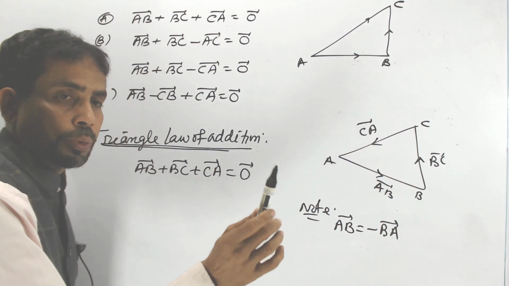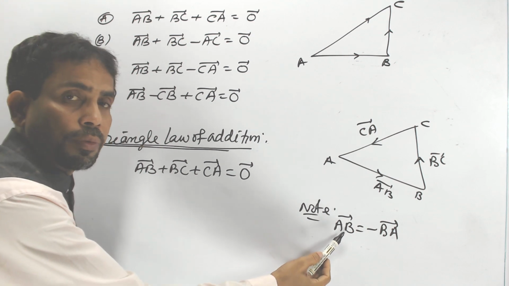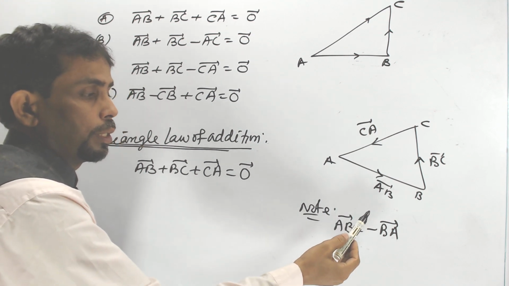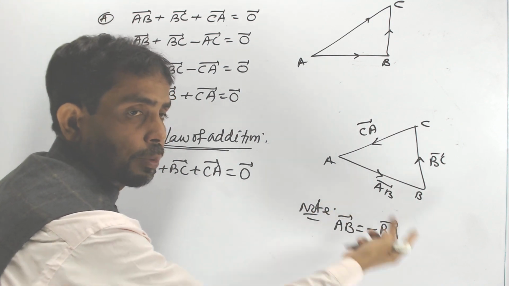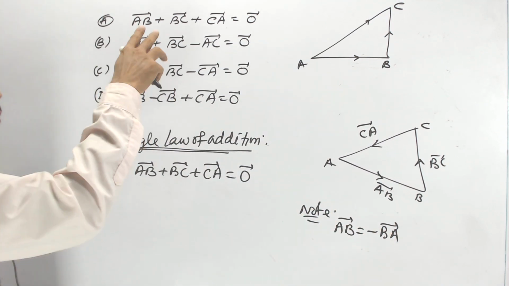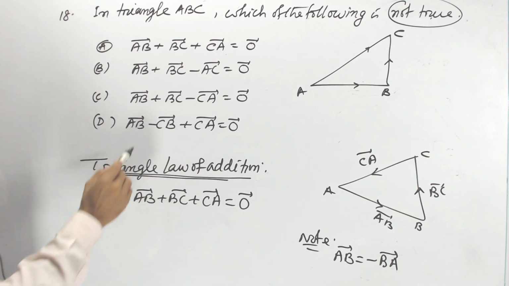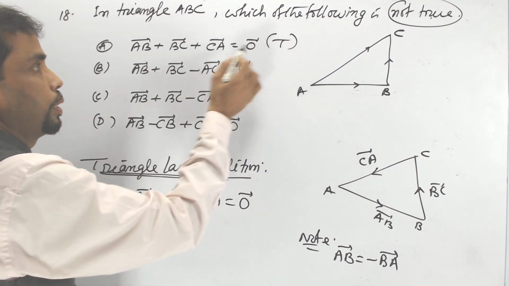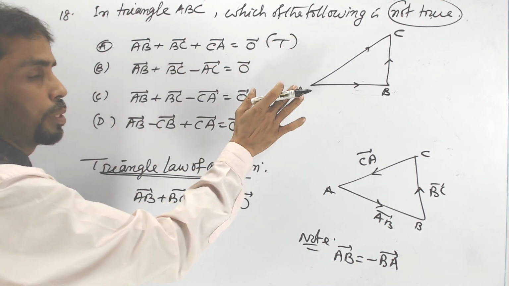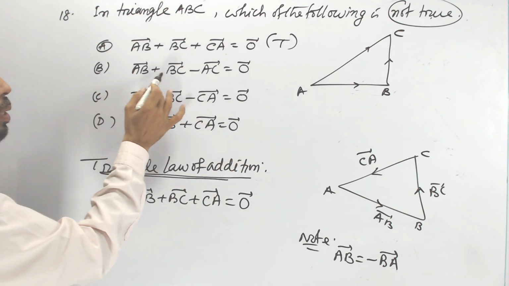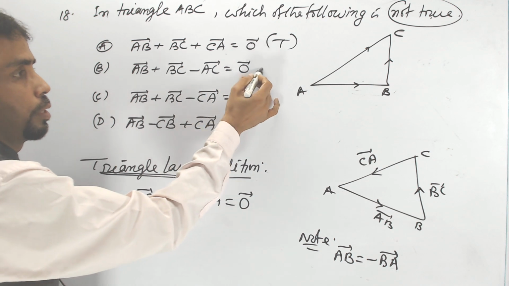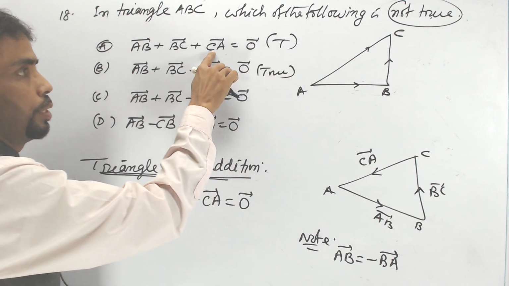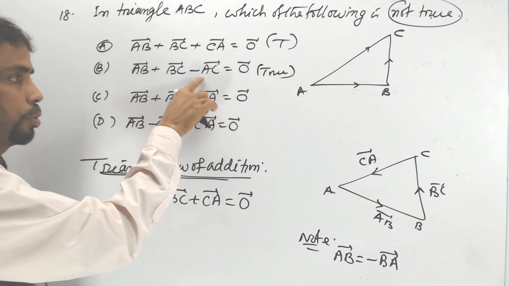One more point we have to know: if we change the order of writing, that means AB to BA, there will be a negative sign. That means AB is equal to negative of BA. Then we can see which of the following is true. According to this, the first condition is true: AB plus BC plus CA is in specific order. Then AB plus BC and CA, we have changed the order, minus AC, so it is correct. CA is equal to minus AC, so this equation is also true.